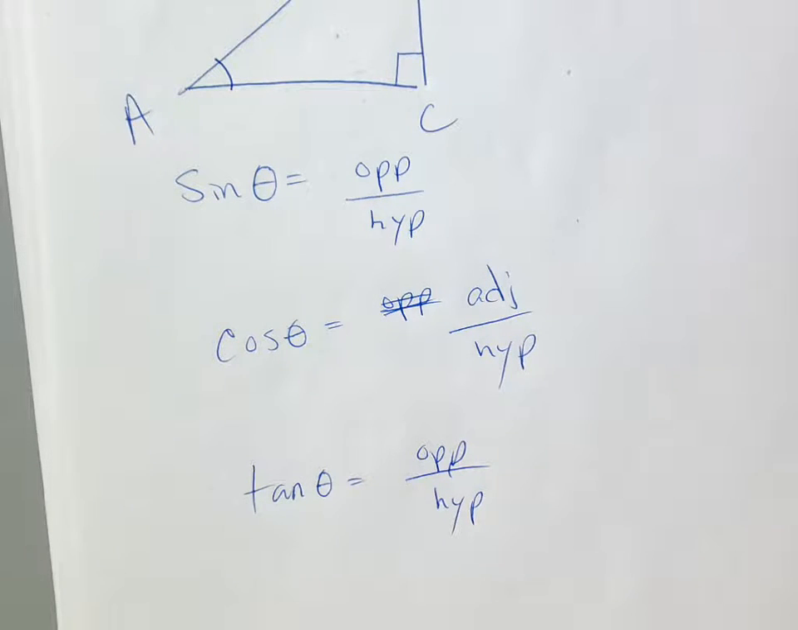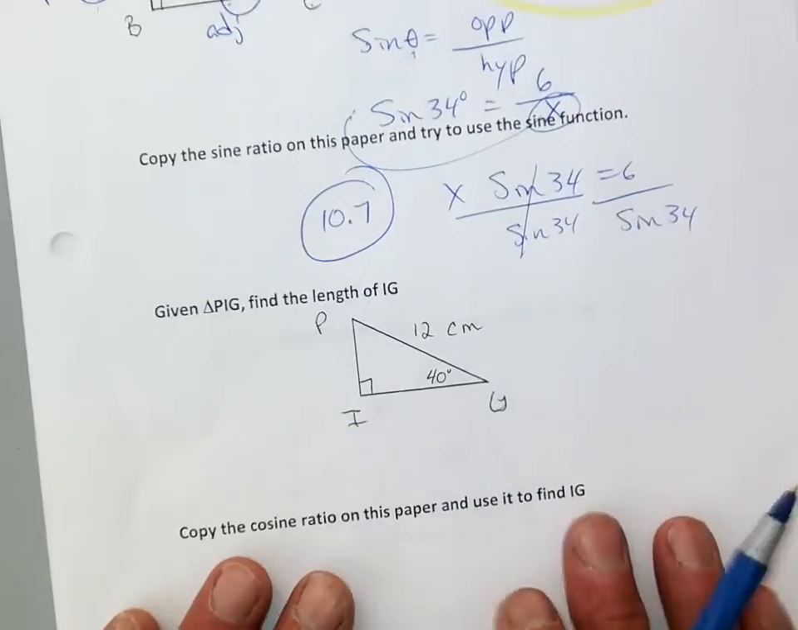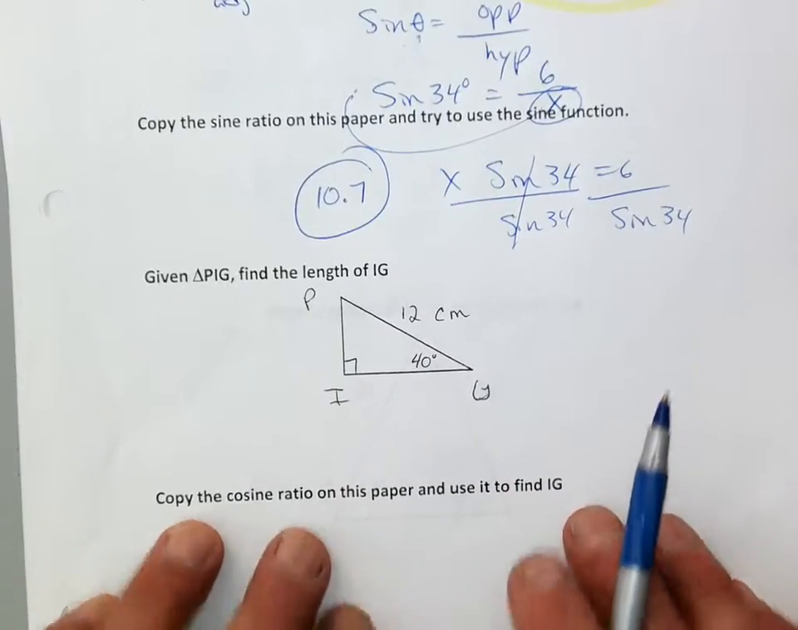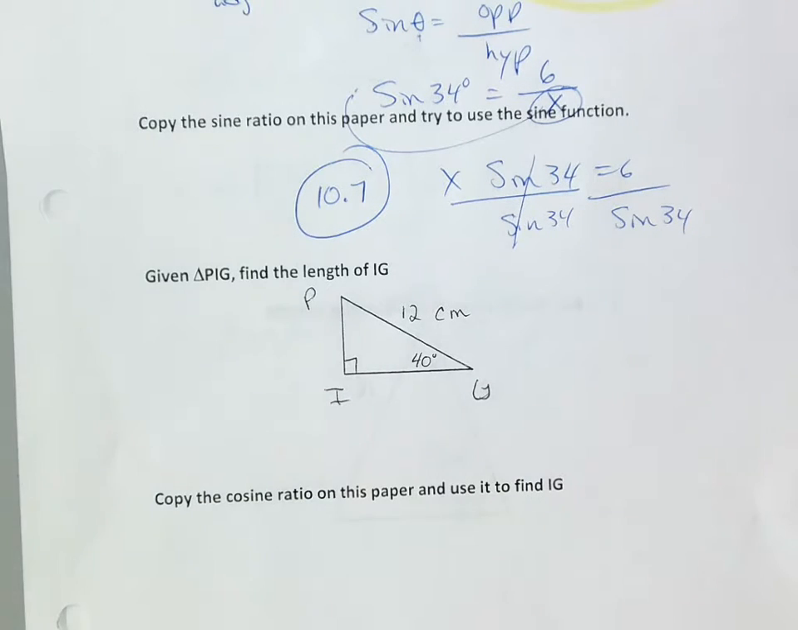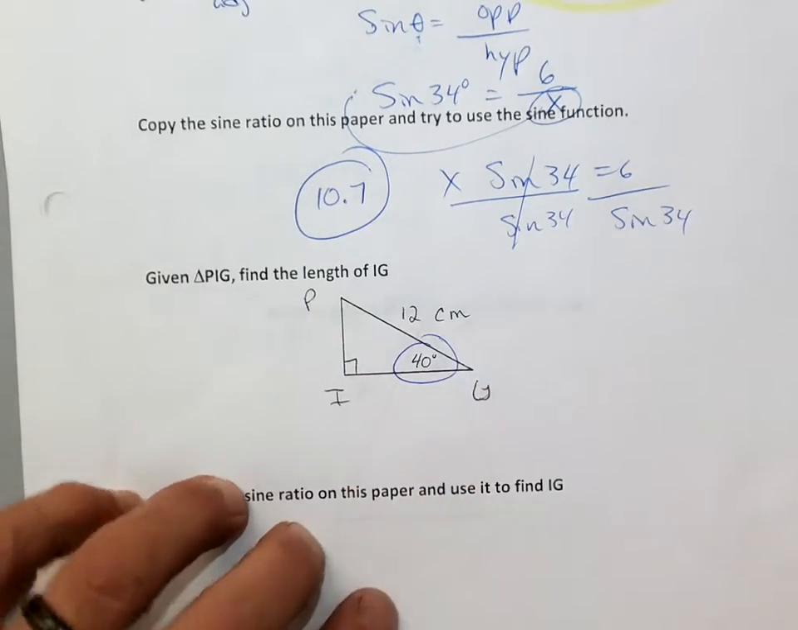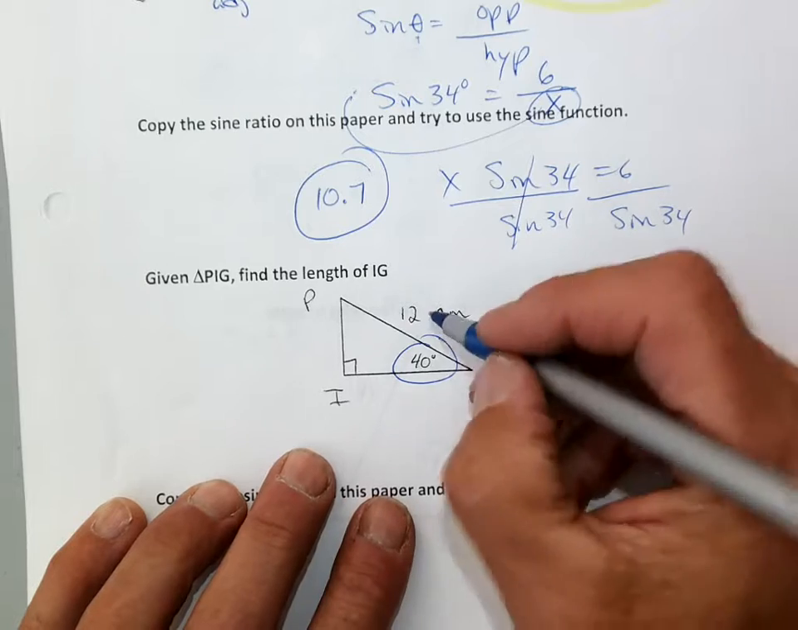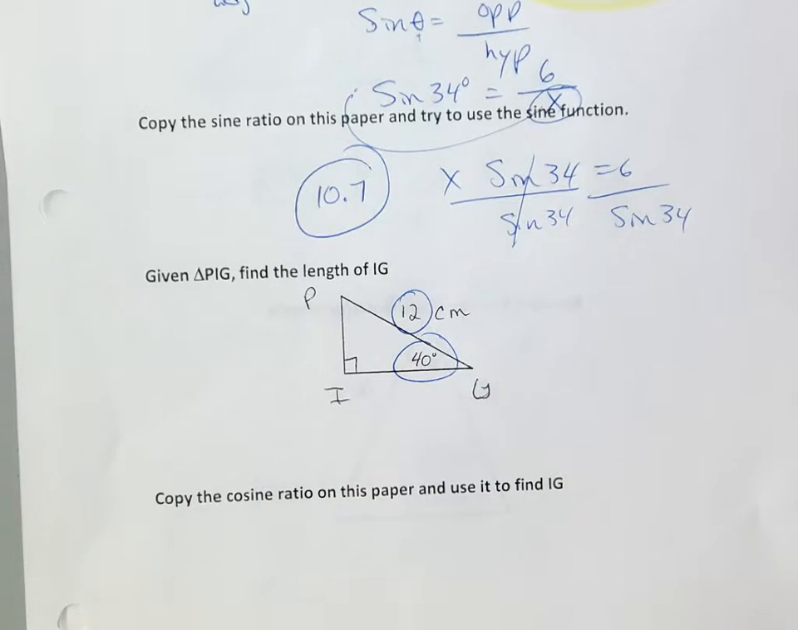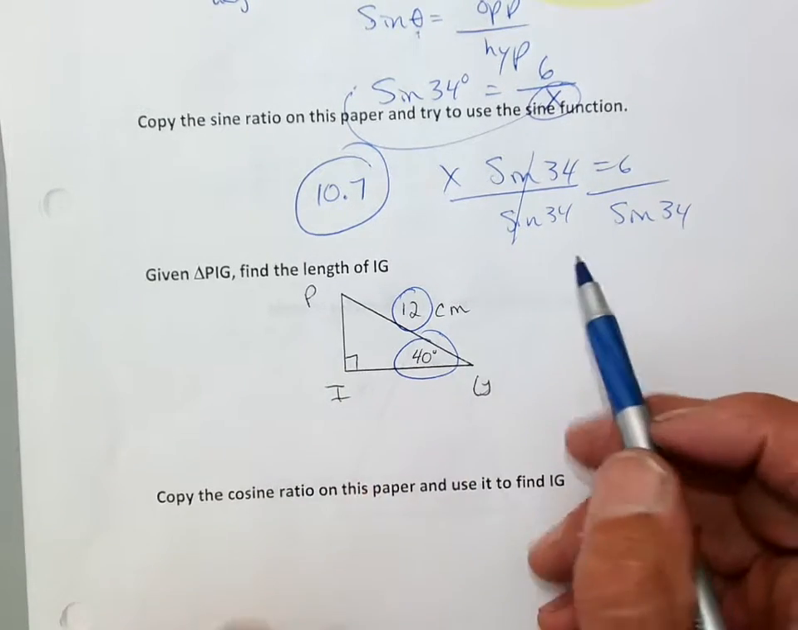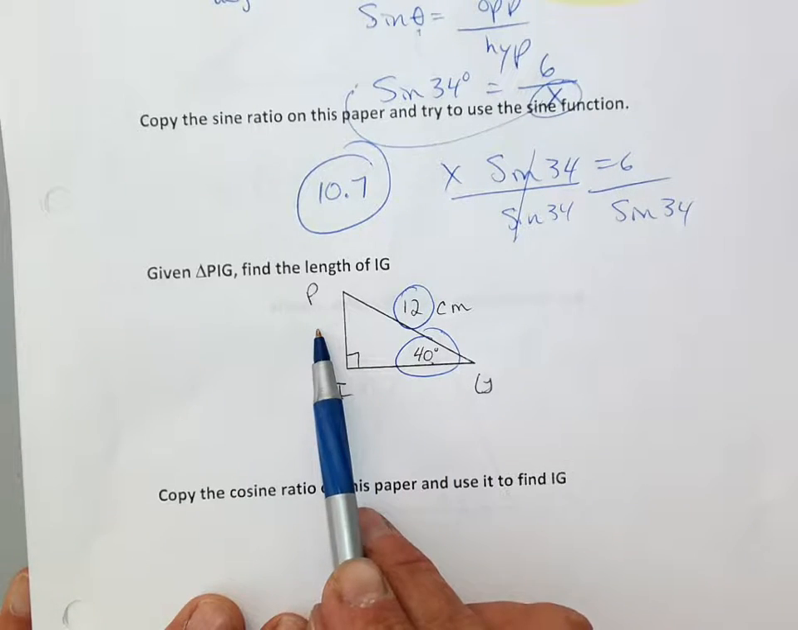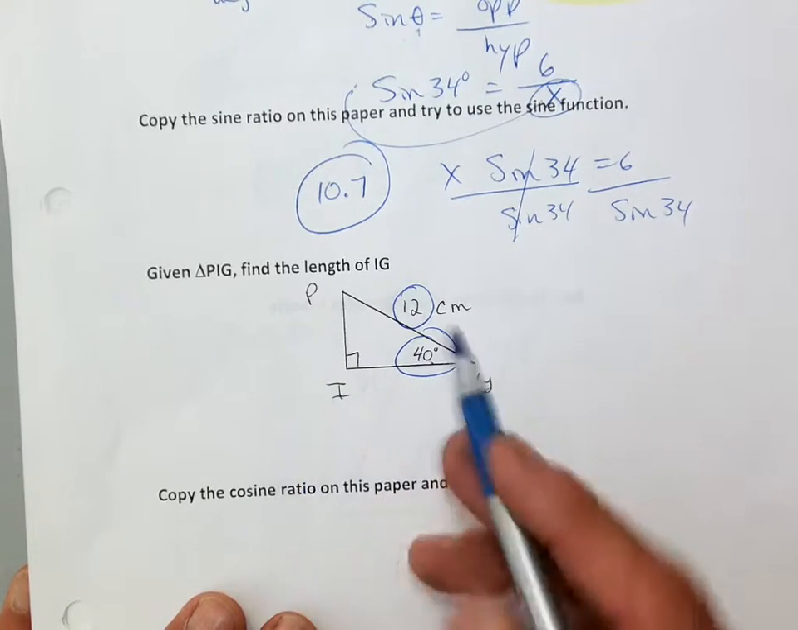So let's take a look at the next one. Artem, you ready? Start with the angle. I like to circle what I know. So the first thing I'm going to do is circle 40 degrees. Always start with what you know. I also know the 12, so I'm going to circle the 12. I know my 40 degrees, I know my 12. Everything starts with the angle, because I get my names from the angle. So this is my opposite side.